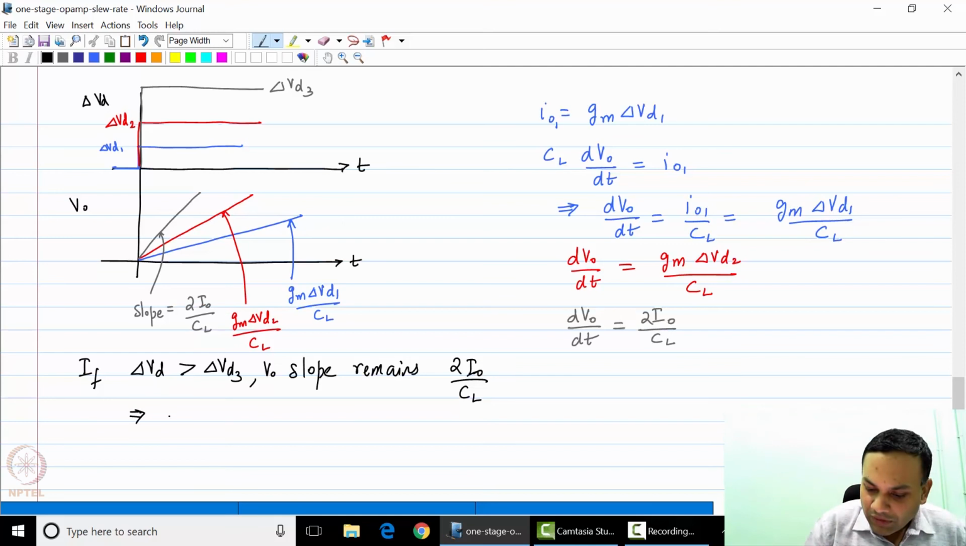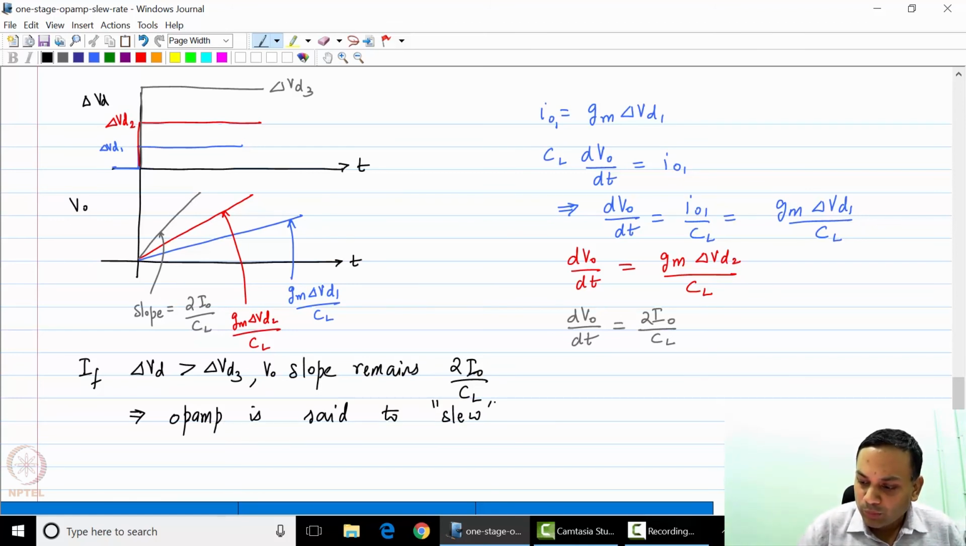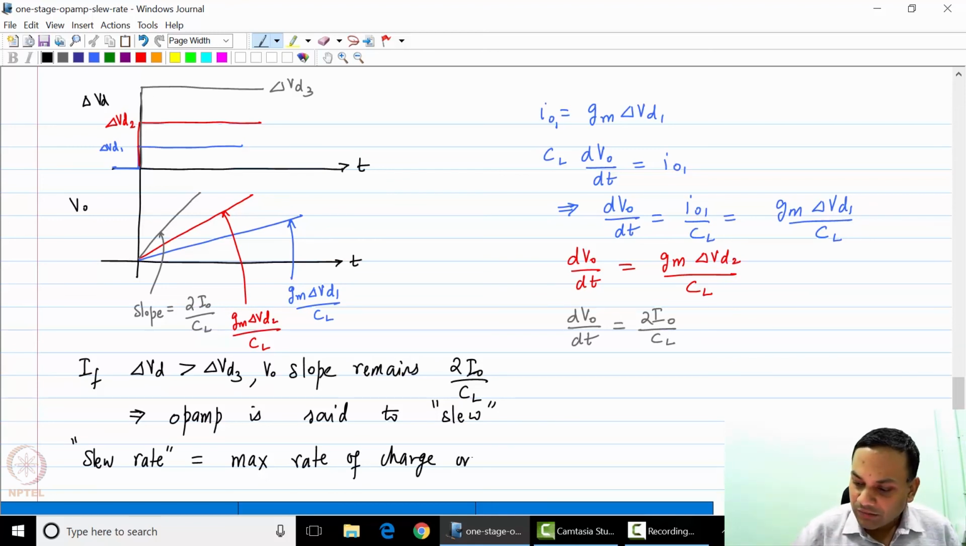In such a case, the OpAmp is said to slew, and the maximum rate at which the OpAmp can charge or discharge a load capacitance is called the slew rate. So the slew rate is the maximum rate of charge or discharge of the load capacitance.